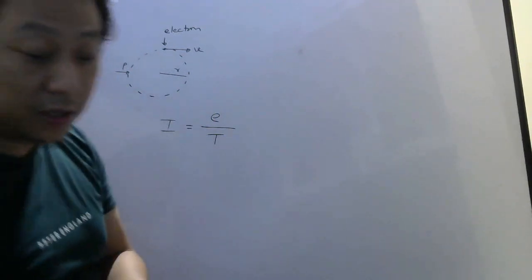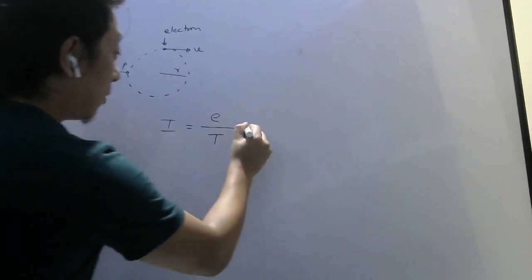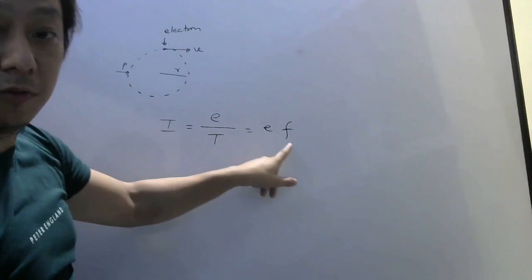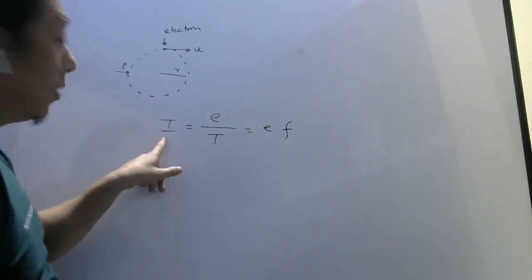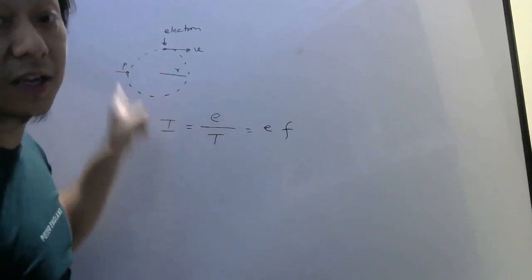Now in some questions they will give you the frequency of revolution. Then what will you do? 1 by time period is frequency. So just multiply the charge of the electron with the frequency of revolution. You will get the current equivalent to this electron which is moving in a circle.